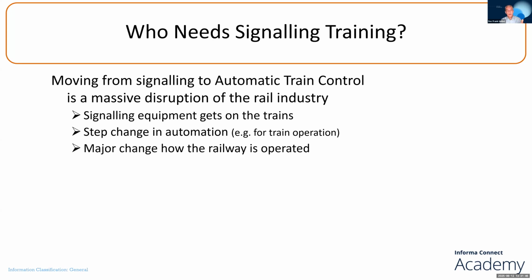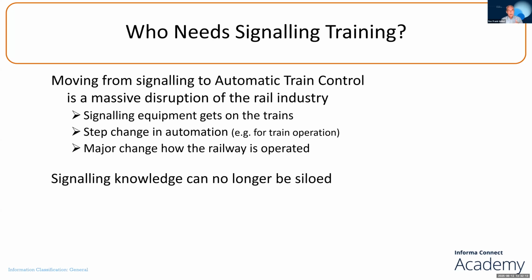And consequently, you will have major changes in how the railway is operated. If you go from a conventional railway to a railway with much higher capacity, that will have consequences for everybody, not just the train drivers, not just the signaling people, not just the people sitting in the control center, but for example, people working on stations. It will have a consequence.